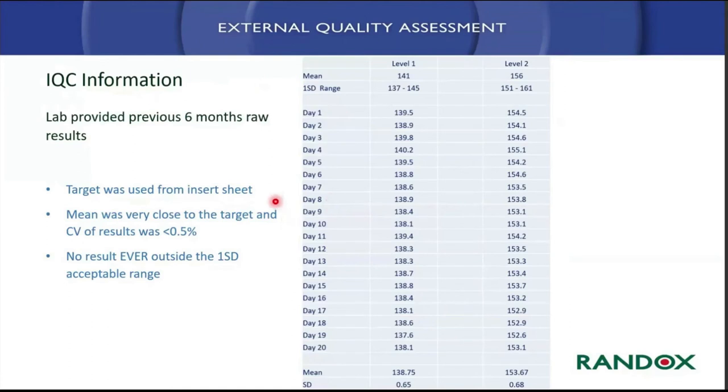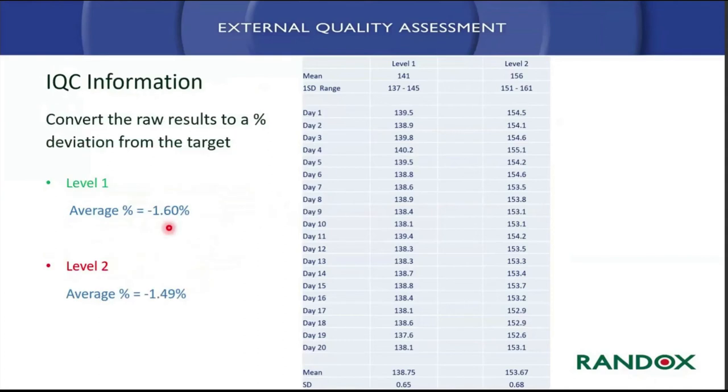The target that they used was from the insert sheet. The mean was very close to the target, and they did have a good CV. The precision was good. It was less than 0.5%. No result was ever outside one standard deviation acceptable range. So looking at it in these terms, the internal QC was fine. Their level one averaged out at minus 1.6, the level two minus 1.49.